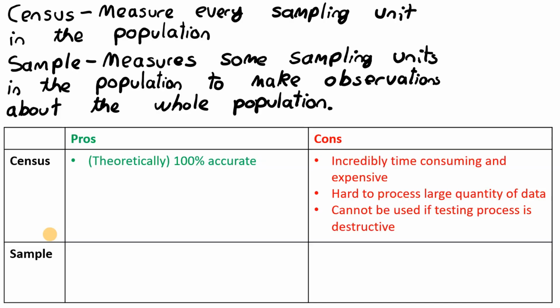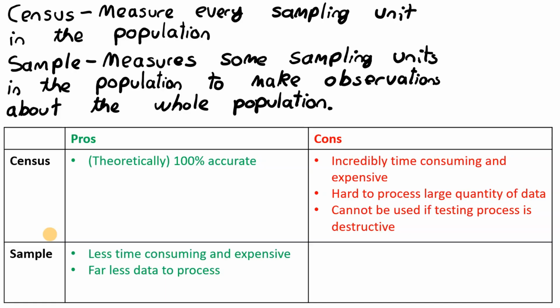However, they have problems. The biggest one is they are incredibly time consuming and expensive if the population is large. It's also hard to process that much data. Another disadvantage is if the measurement you're performing on the sampling units is destructive, you cannot use a census. For example, let's say a company was testing how much force it takes to break a piece of safety equipment. You couldn't do a census on this, because if you tested every piece of safety equipment the company made, you wouldn't be left with any safety equipment at the end to sell, because it would all be broken because of the testing.